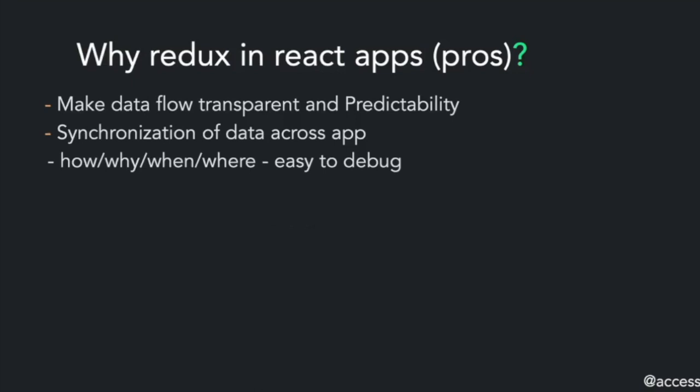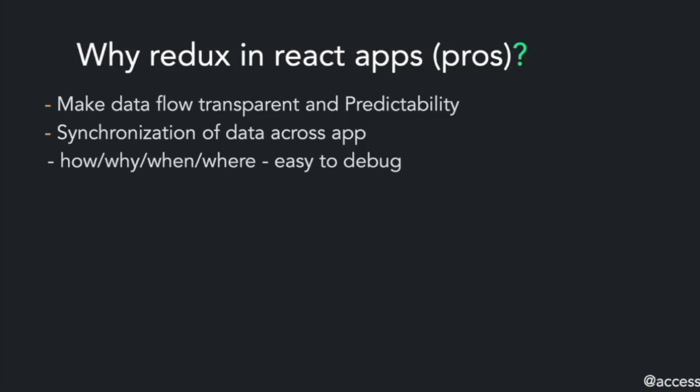When we talk about predictable data flow, transparent and predictable, we will know exactly what the earlier state was. When we talk about state, just consider it as an object. You will understand what the previous object was, what the object is now, and what the difference between these two objects is. So the data flow will be transparent and predictable.